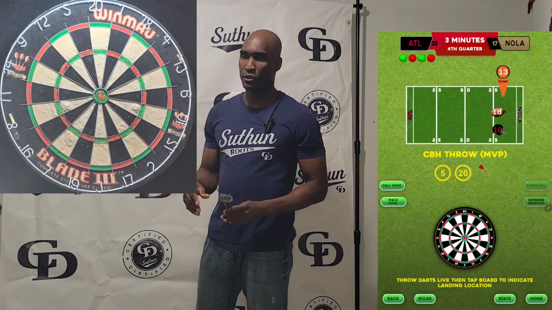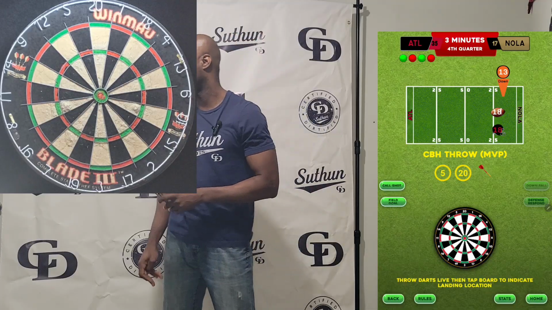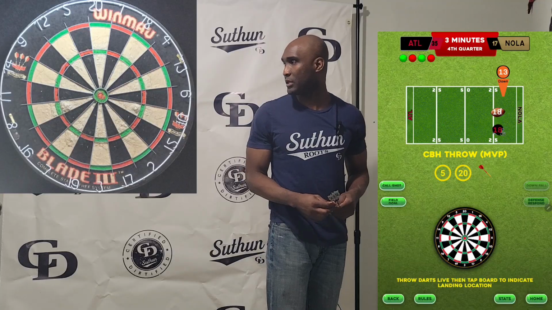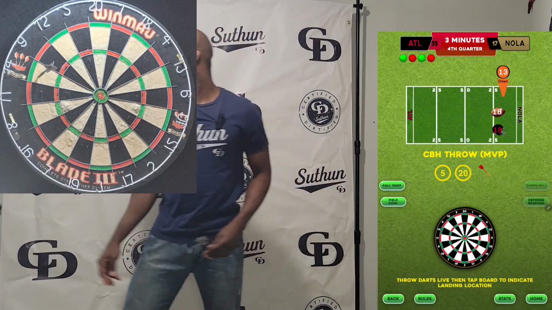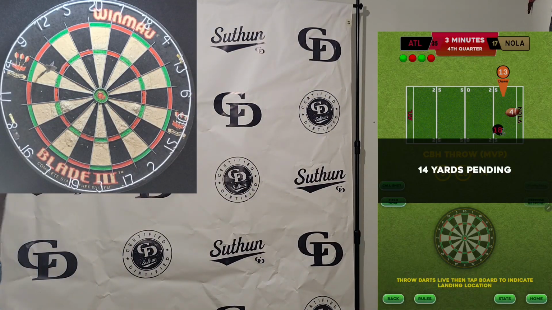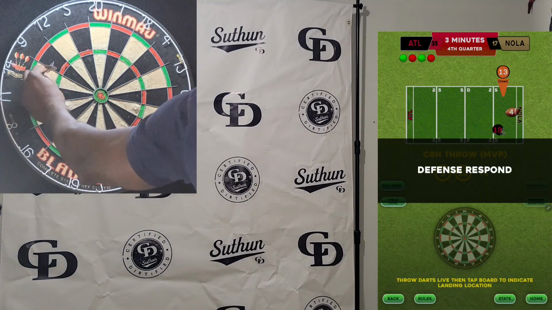So, if you're close to field goal range and you're trying to decide, do I want to keep throwing or do I settle for the field goal? You can have the computer or the defense respond to see exactly where you're going to be on the field and things like that. So let me just make one more throw, try to get this first down. I need 5 yards. I'm not even trying to get a touchdown anymore. 14. I just want to get that first down. So now the defense will respond.